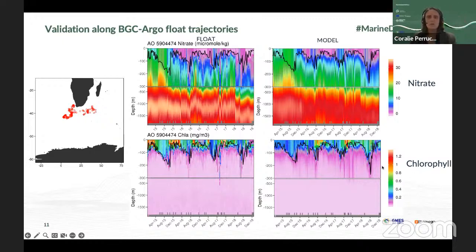So you see that the model captures well the progressive change of regime in the Antarctic in nitrate. Here the model catches the change of regime, but it does not reproduce the right level of chlorophyll in the Antarctic circumpolar current. So it's probably due to an inconsistency between the ocean color observations that we assimilate and the BGC Argo dataset. After the change of regime, here, the model is able to catch the seasonal variability in the mixed layer.